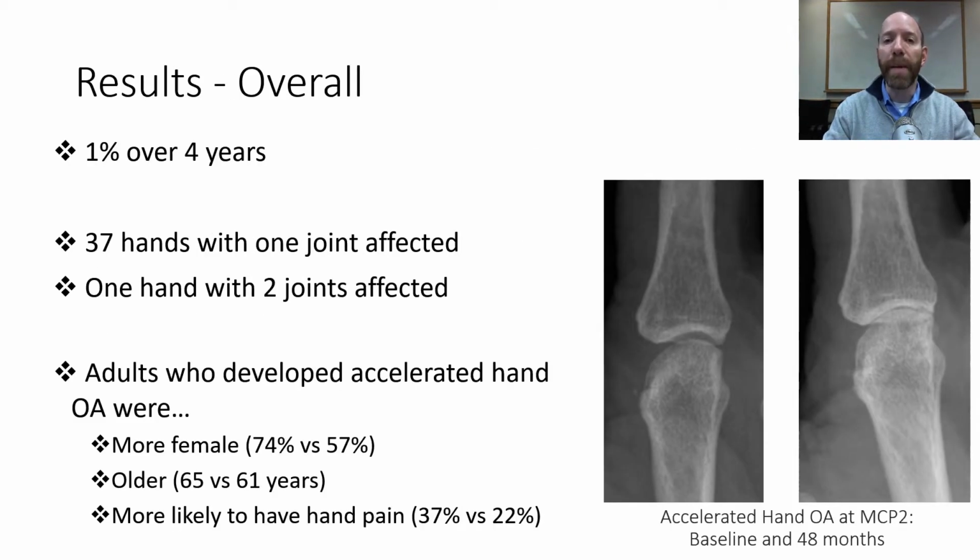Overall, we found that about 1% of the cohort developed accelerated hand osteoarthritis within the first 4 years of the OAI. This included 37 hands with 1 joint affected and 1 hand that had 2 joints affected. Adults who developed accelerated hand osteoarthritis typically were more female, older, and more likely to have hand pain at baseline prior to the onset of disease.